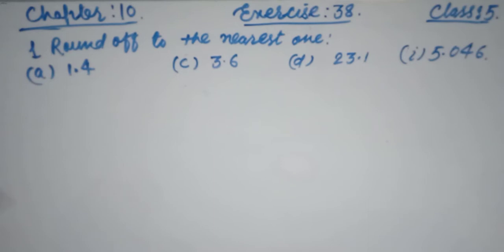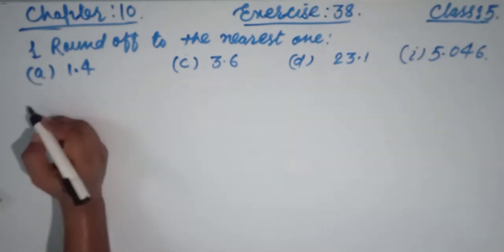This is class 5th, and here we will start to solve a couple of questions of exercise 38, chapter number 10, round numbers. So let's get started, friends. Question number 1 says: round off to the nearest one. We have taken sub-questions A, C, D and I.